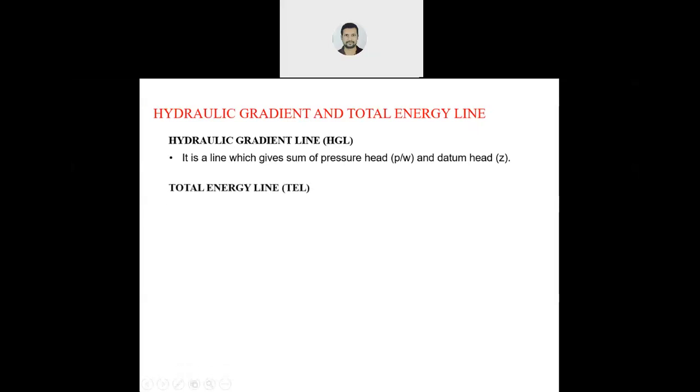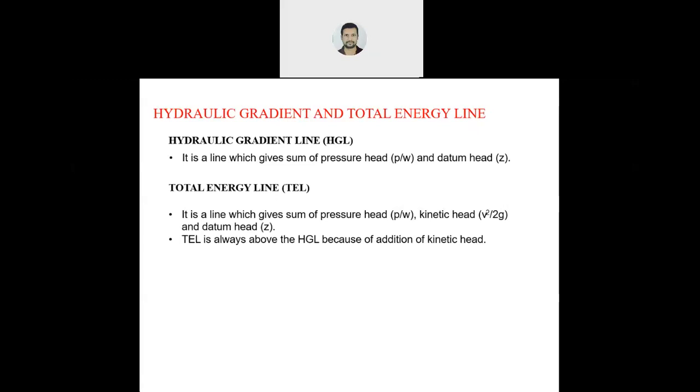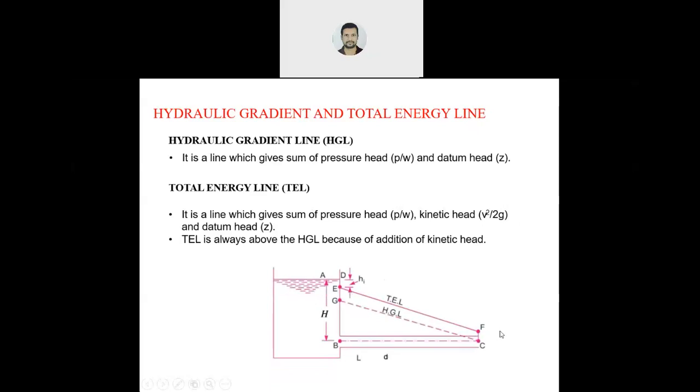Now what is total energy line? Total energy line means total energy, all the three energies: the sum of pressure head, kinetic head and datum head, or you can say pressure energy, kinetic energy and potential energy. So the difference is the third term, kinetic head or kinetic energy, which is absent in the case of HGL and present in the case of TEL, because TEL is nothing but total energy. So all the three energies should come here. Correct? Now, how to draw the lines?